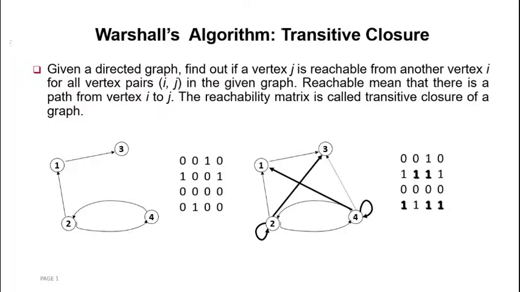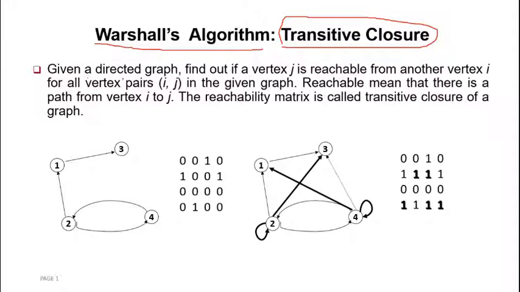Let us take a look at this problem called transitive closure, and the algorithm to solve this is called Warshall's algorithm. What is a transitive closure? What is the problem here?